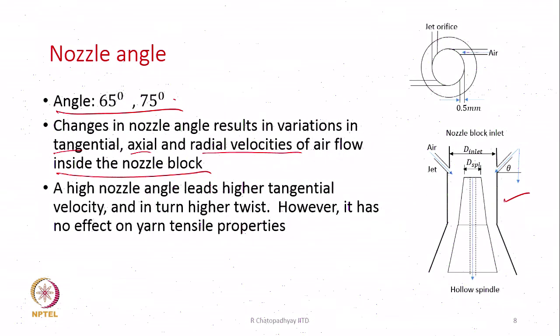Now, radial velocity we know is going to expand the fibers, the bundle is going to be a little expanded, that is the benefit of this. And tangential velocities are going to increase the twisting rate or the swirling rate in this case. So, high nozzle angles lead to higher tangential velocity and in turn higher twist. This twist basically means wrapping twist.